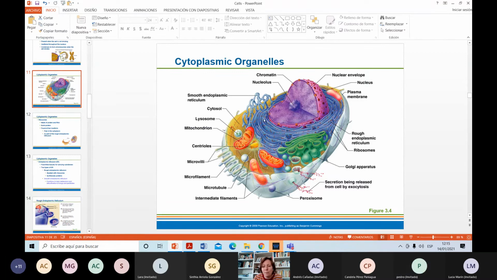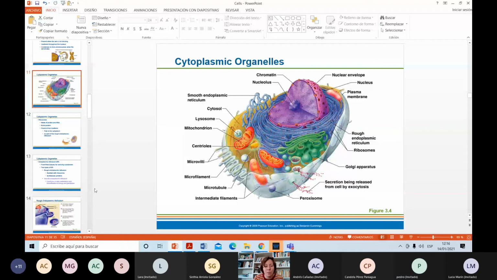But if the ribosome is not in the cytoplasm, but is like those ribosomes in the rough endoplasmic reticulum. If the ribosomes are in the rough endoplasmic reticulum, they will do the same.